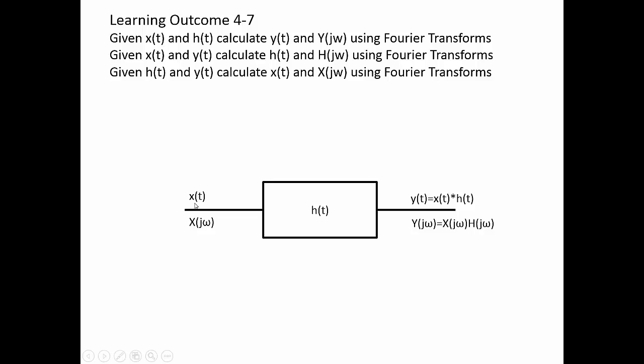With our system, we have our input x of t, our system's impulse response h of t, and from those two we can produce the output y of t through the convolution of x of t and h of t. We've discussed earlier this chapter how all these terms can be written in the Fourier domain, x of t as x of j omega, y of t as y of j omega, and h of t as h of j omega, and how the convolution in the frequency domain becomes multiplication.